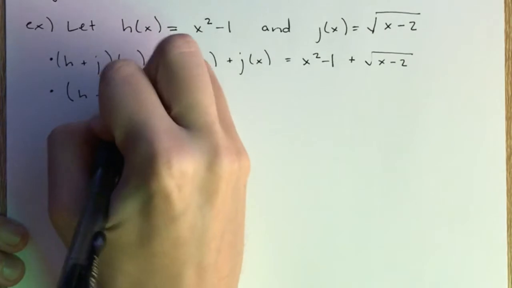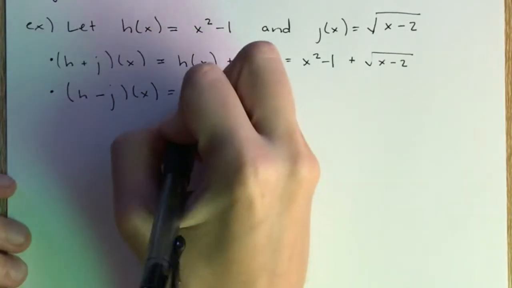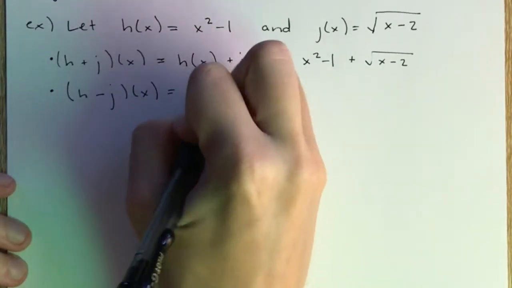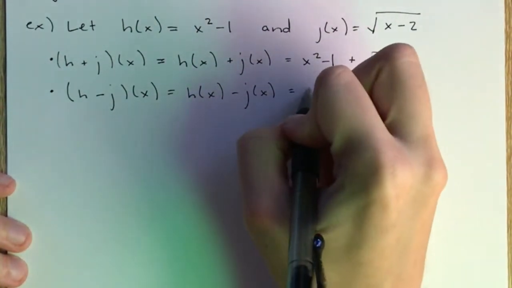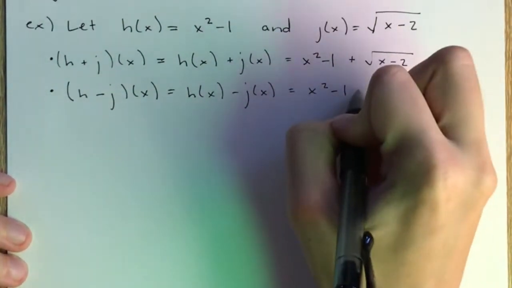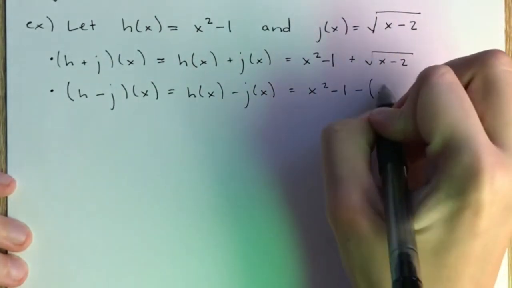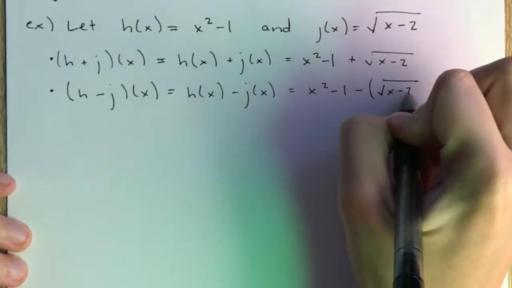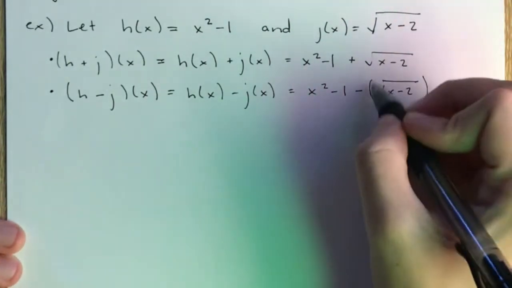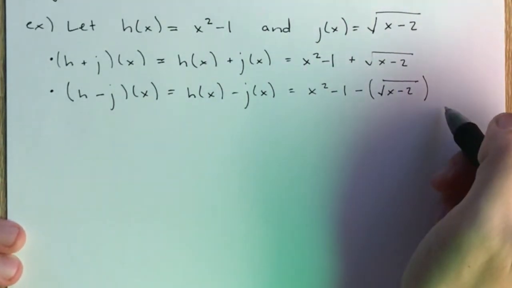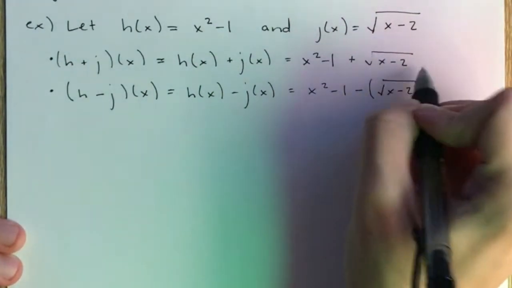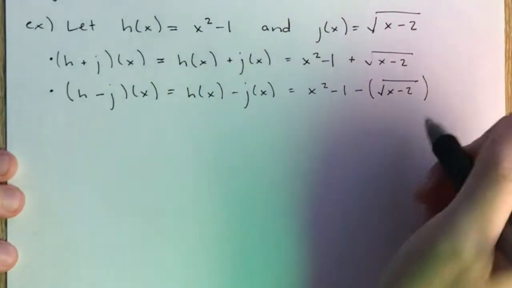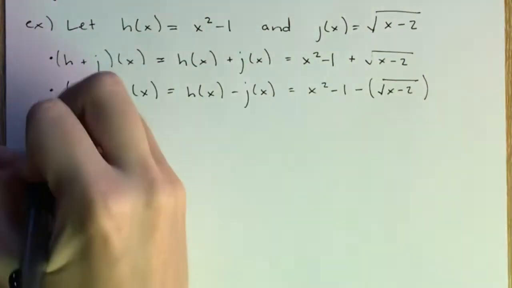(h minus j)(x) is similarly h(x) minus j(x). And again, we replace those. With subtraction in particular, it's important that we make sure that we're subtracting every term. So sometimes it's nice to have parentheses. We could have parentheses around all of these if we wanted to. Again, we're as simplified as we can get, so this is done.